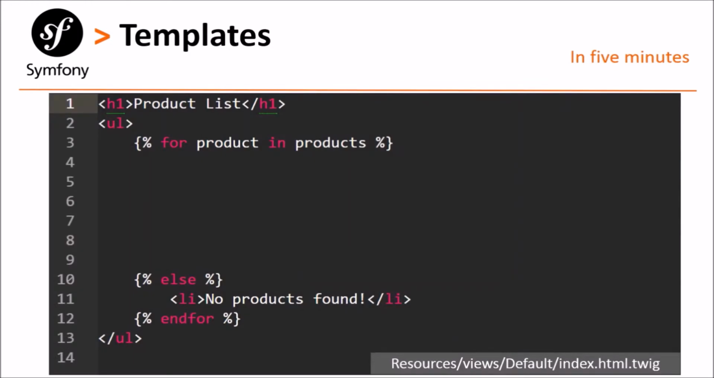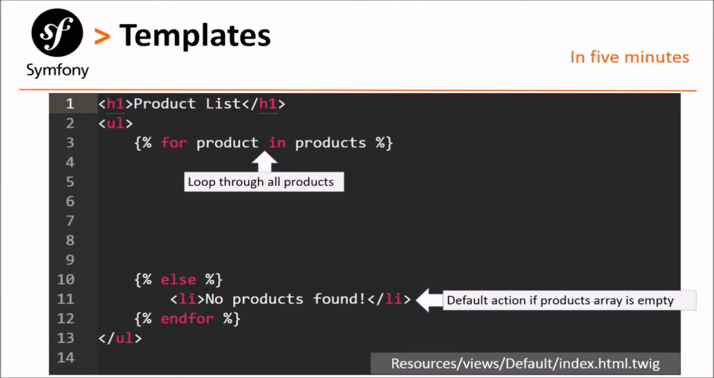Let's see an example of a Twig template. Here we assume the controller is passing a variable named products. This variable will contain an array of products. So on line 3, we are looping through all products. And we use the special construct else. This will be triggered if the product array is empty. It is very useful as it saves us from an extra check and also makes the code easier to read.